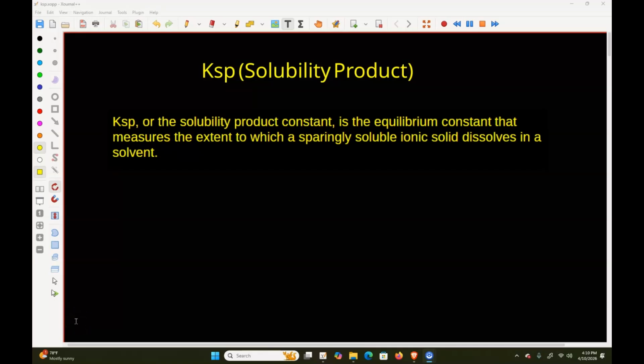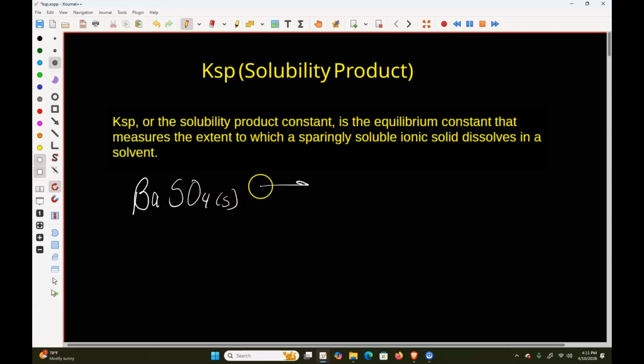So consider the following sample here. All right, I have barium sulfate, which is a solid. And if I try to dissolve this, I should get barium 2+ aqueous and a sulfate ion, 2- aqueous. The equilibrium constant describes how soluble the solid is in water. We'll refer to this constant as the solubility constant, or Ksp.